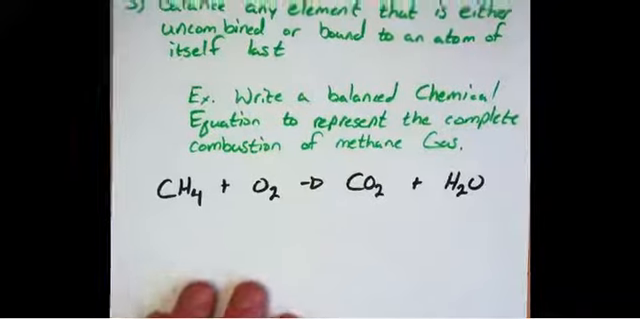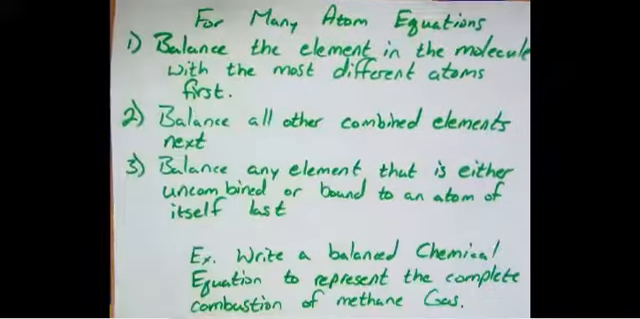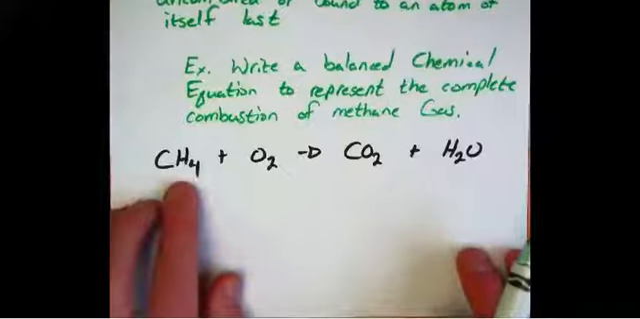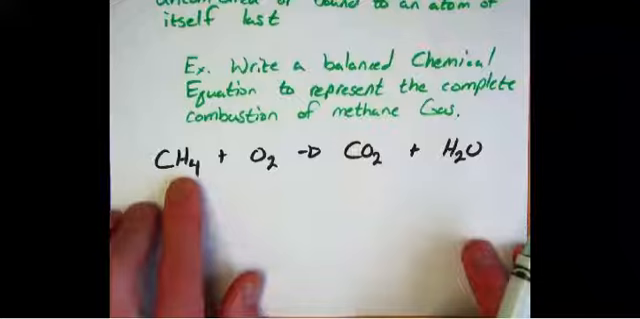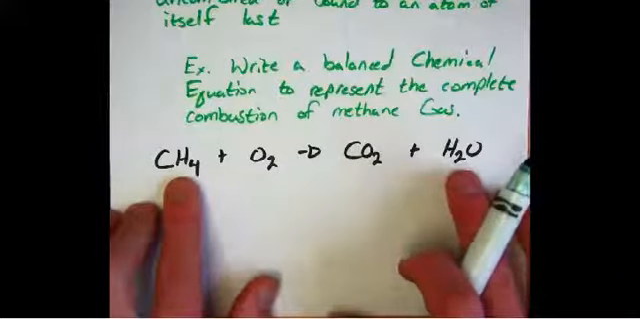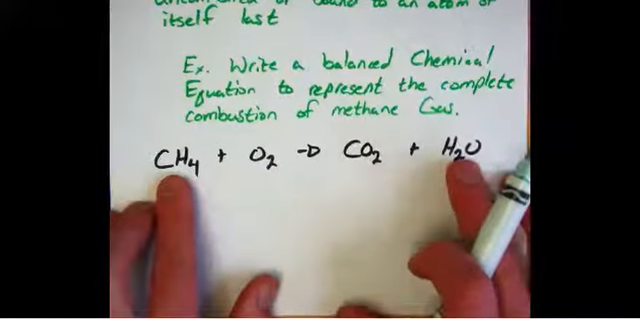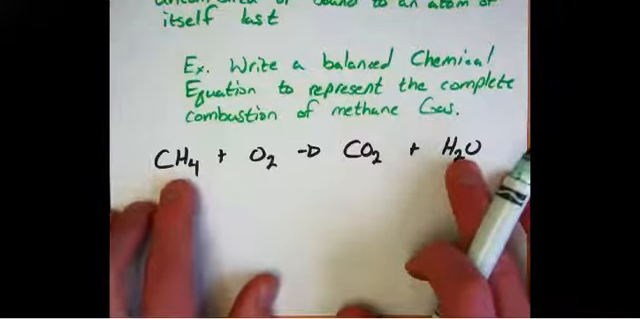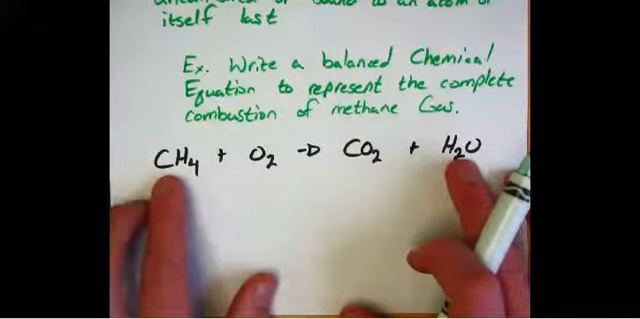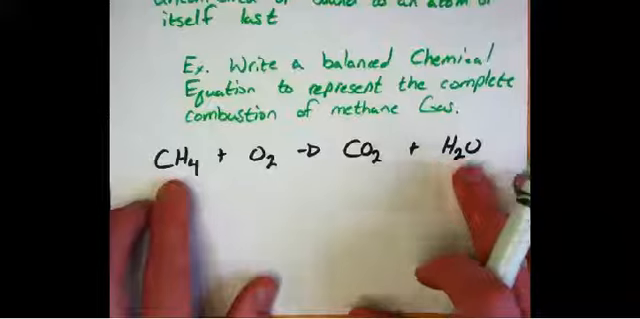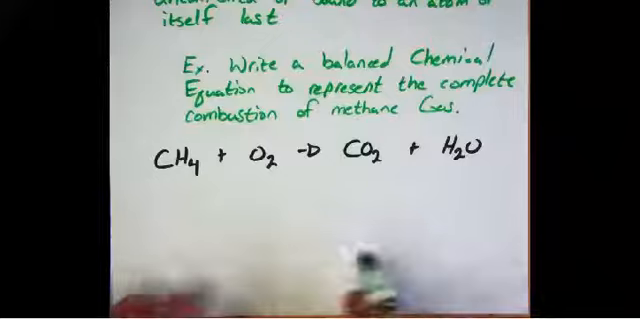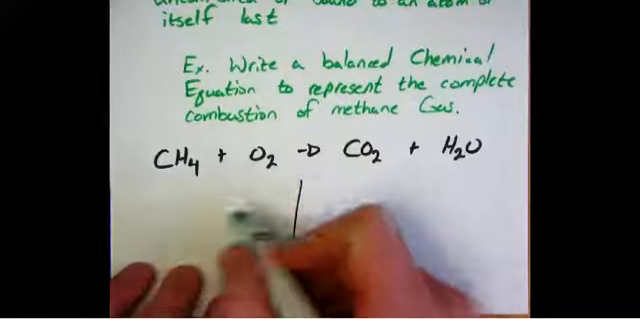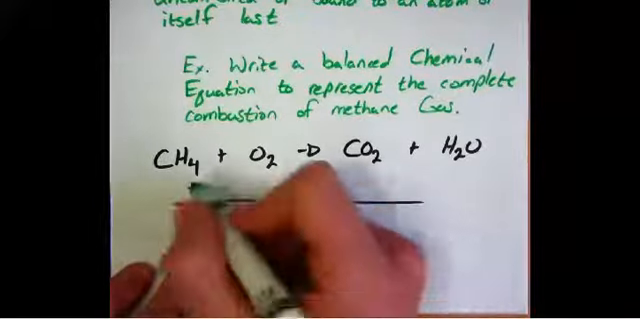All right. So, as mentioned, tip 1, balance the element in the molecule with the most different atoms first. So, it appears that we have 2 options. We can either balance the C in CH4, or methane, first, or we can balance the H in H2O. In this circumstance, I'm going to choose the carbon first. So we'll balance carbons first. In the end, you could choose either of them. But as a hint, if you see a combustion reaction, I recommend balancing carbons first.